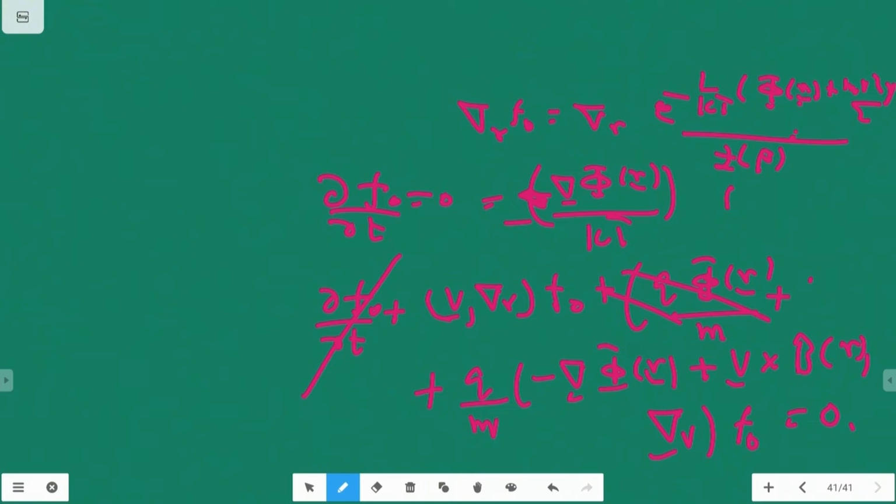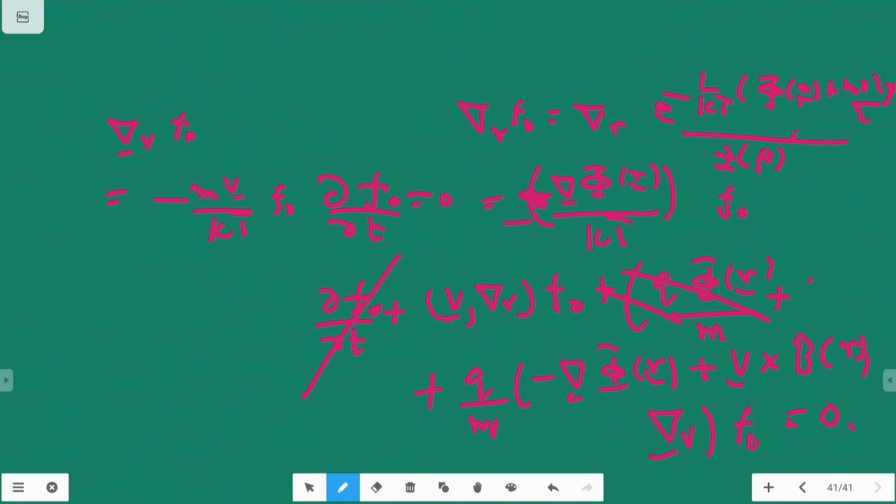And if you take del v of this, what do you get? You have to calculate the gradient with respect to the velocity of this. So, del v of f0 will give you simply minus mv by kt. Del v will touch only the second term, which will give you m into v by kt into f0. But v dot v cross b is 0. If you take v cross b dot v, that is 0. So, this term will cancel out.